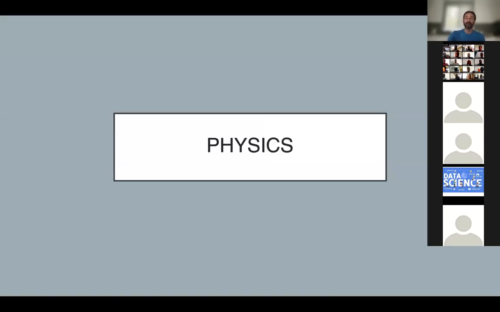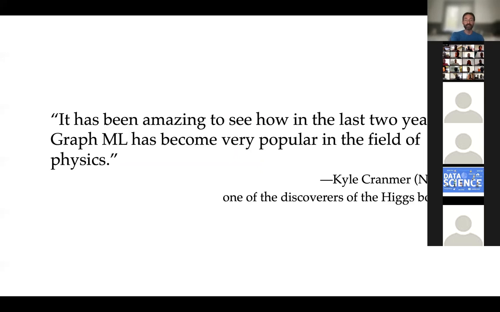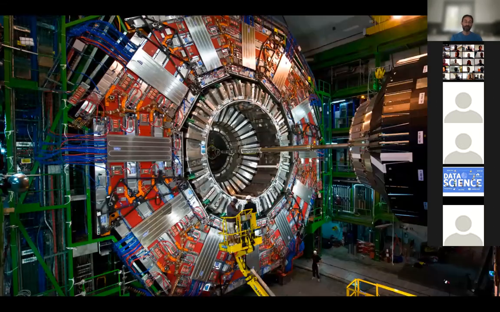So another interesting field of application is physics, and here I will quote Kyle Cranmer. He is a professor of physics at NYU and was one of the authors of the paper announcing the discovery of the Higgs boson in the Large Hadron Collider. And he says that it has been amazing to see how in the last 2 years, GraphML has become very popular in the field of physics. And I think the field of physics is very broad, so I will just give you a few examples.